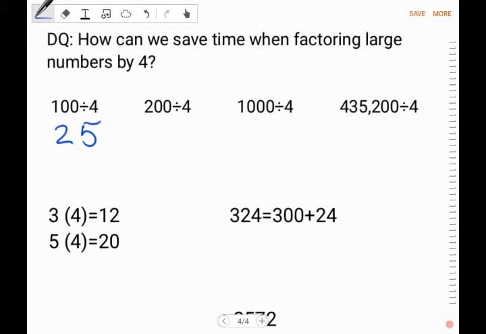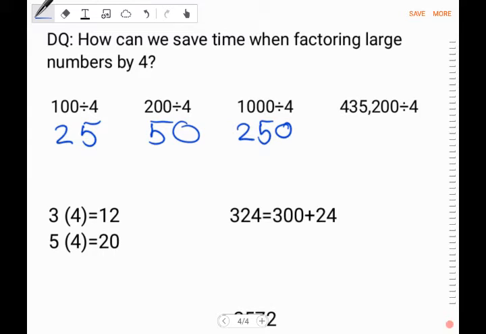Okay, how about 200 divided by 4? Okay, let's think about that. 100 times 2 is 200, so this also has to have a factor of 4. It's just going to be 50 times 4, right? How about 1,000? Well, 1,000 is a multiple of 100 too. So if 100 has a factor of 4, all of its multiples are going to have factors of 4 too. So 1,000 is going to be 250 times 4.